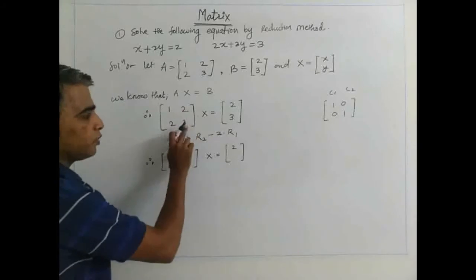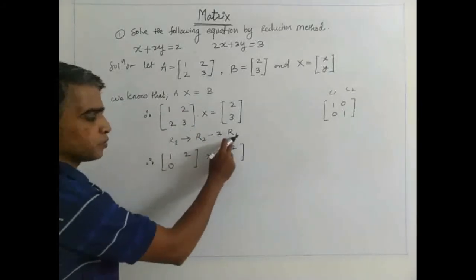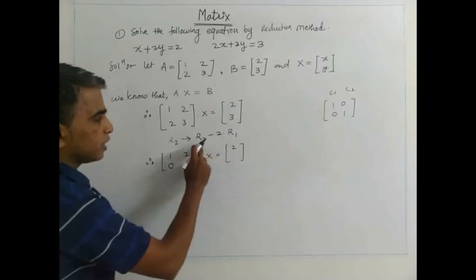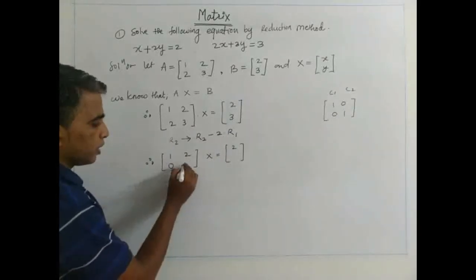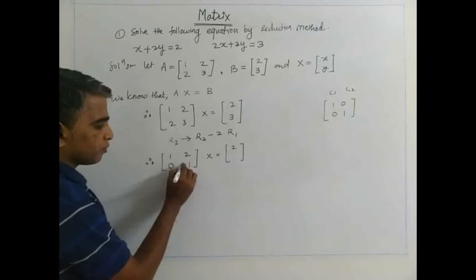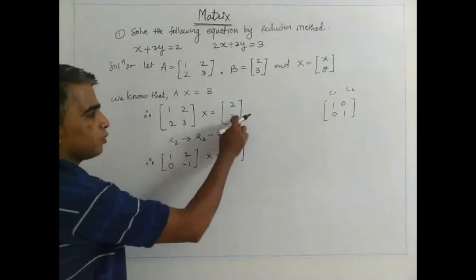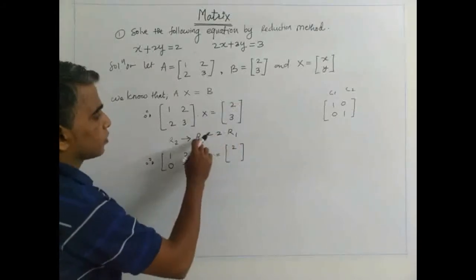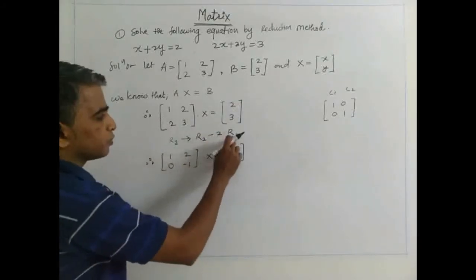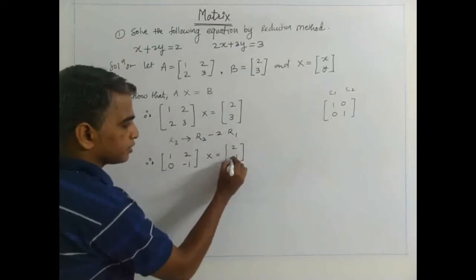Next column: R2 is a 3, R1 is a 2. So 3 minus 2 into 2, that is 3 minus 4, and 3 minus 4 is minus 1. And on the opposite side, R2 is a 3, R1 is a 2. So 3 minus 2 into 2, again the same, 3 minus 4, and 3 minus 4 is minus 1.